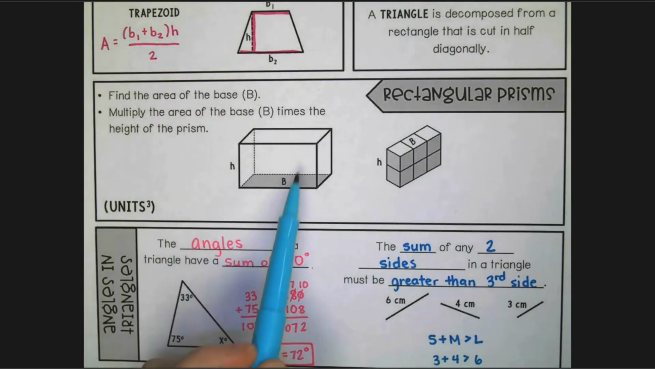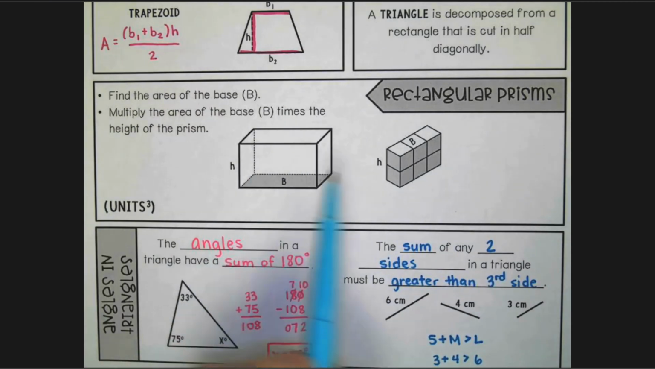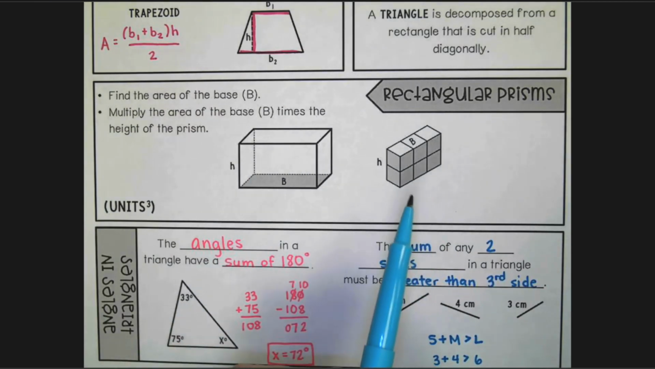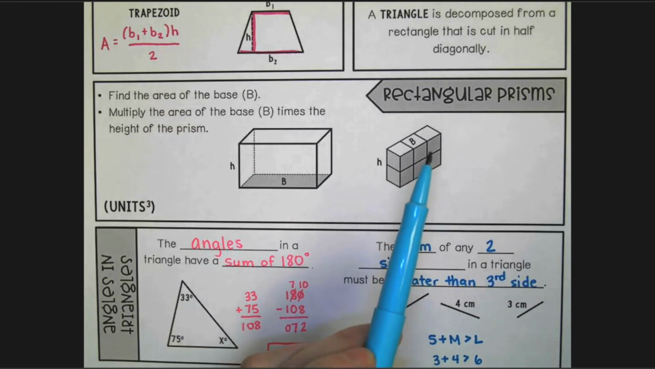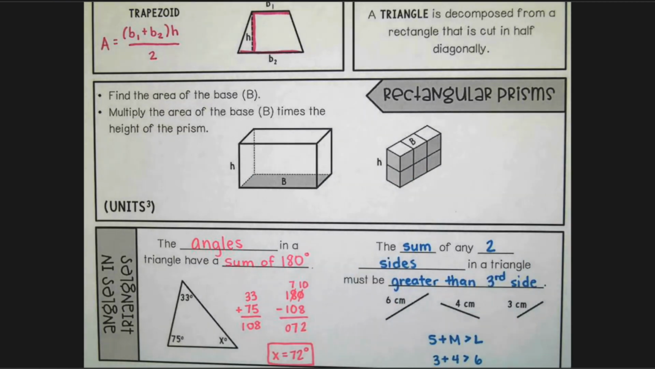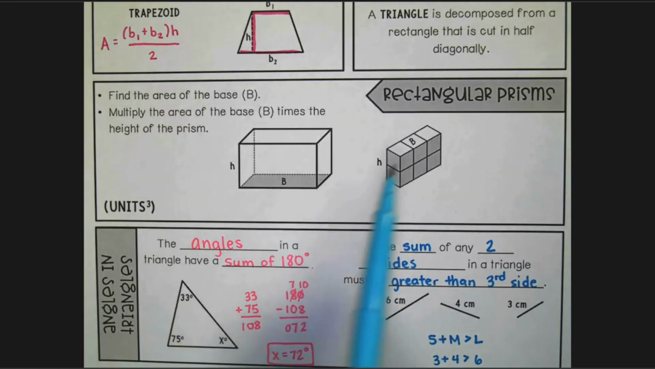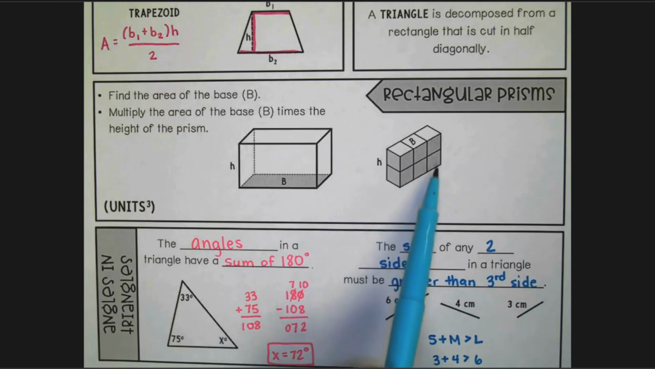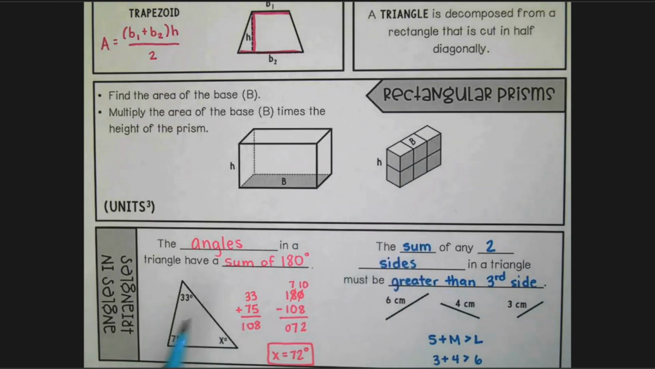So this is an example of a rectangular prism, and so is this. This is another rectangular prism, but if you notice, this one is broken up into what we call unit cubes. And so volume is measured in cubic units. So this particular one is 6 cubic units in volume.